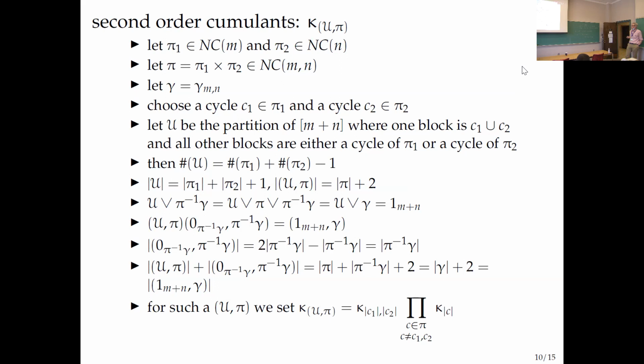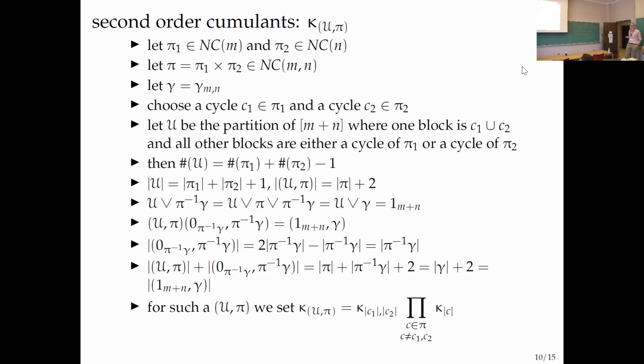The length of U is going to be, well, you have to do this calculation. It's the length of pi 1 plus the length of pi 2 plus 1. So the length of this partitioned permutation is the length of pi plus 2. And what about, yeah, we need this: the sup of U with pi inverse gamma.